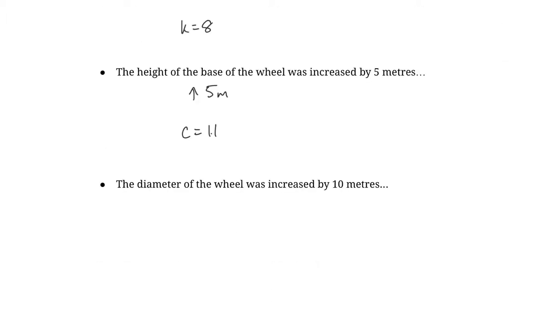Now what if the diameter of the wheel was increased by 10 meters? This is going to affect A, our amplitude. Our original maximum was at 11 meters, and let's increase that by 10 meters, so our max is now 21 meters. Our minimum hasn't changed, still at 1 meter. Our amplitude is our max minus our min, divided by 2, and we get 10. So our new value for A is 10.